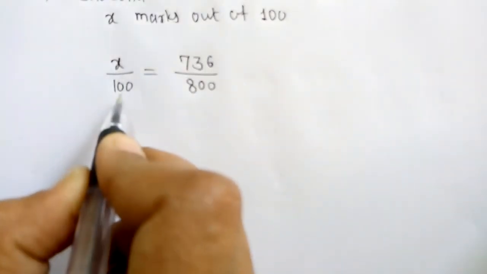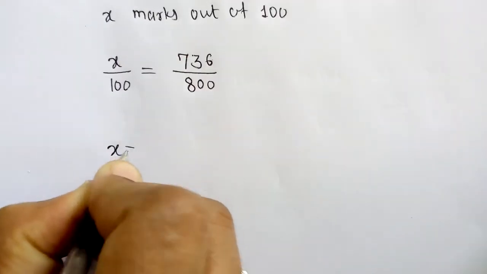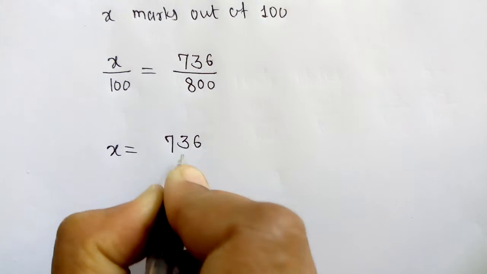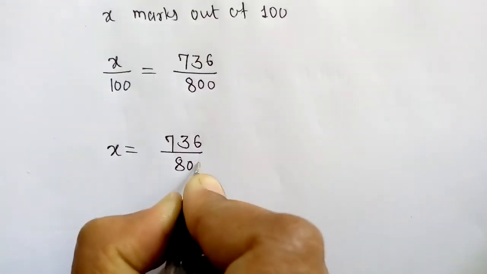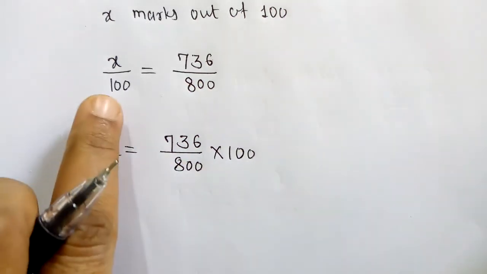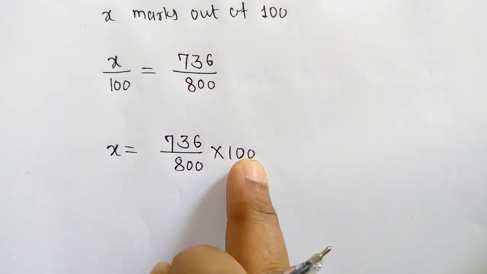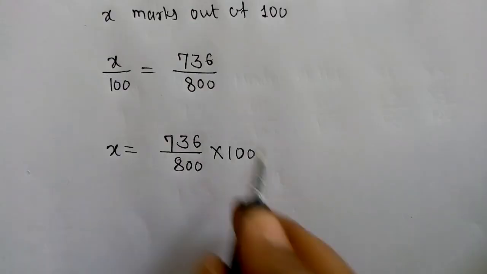Now this side 100 is divided. When we will take it to the right side, it will be multiplied. So how will it be? X is equal to 736 out of 100, means 736 upon 100 into 100. This 100 we have taken to this side, so it is multiplied. Okay. Now we will reduce it.